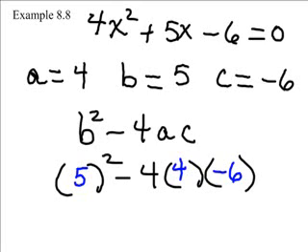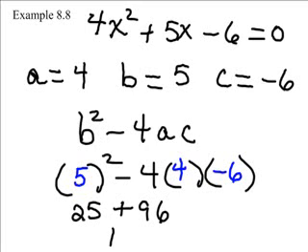5 squared is 25. Negative 4 times positive 4 times negative 6 is positive 96. And when I add 25 plus 96, I have 121. So the radicand in my formula, b squared minus 4ac, is equal to 121.